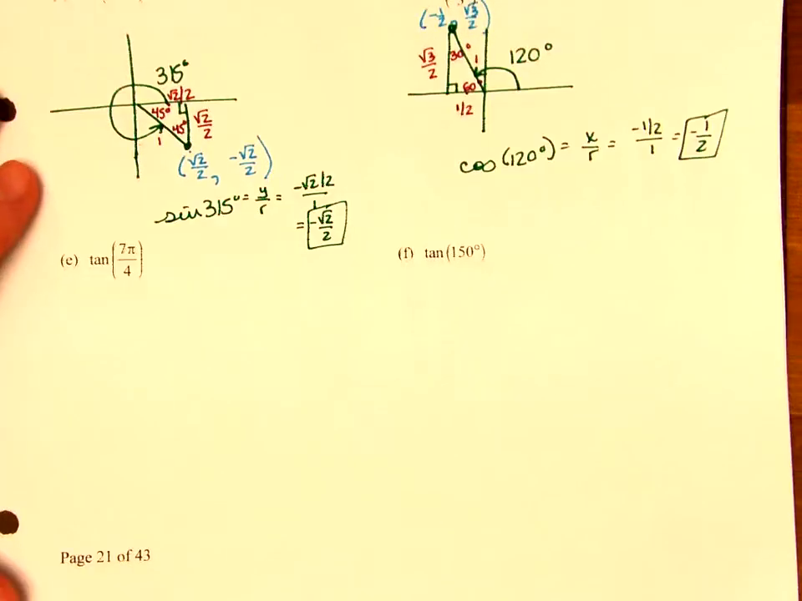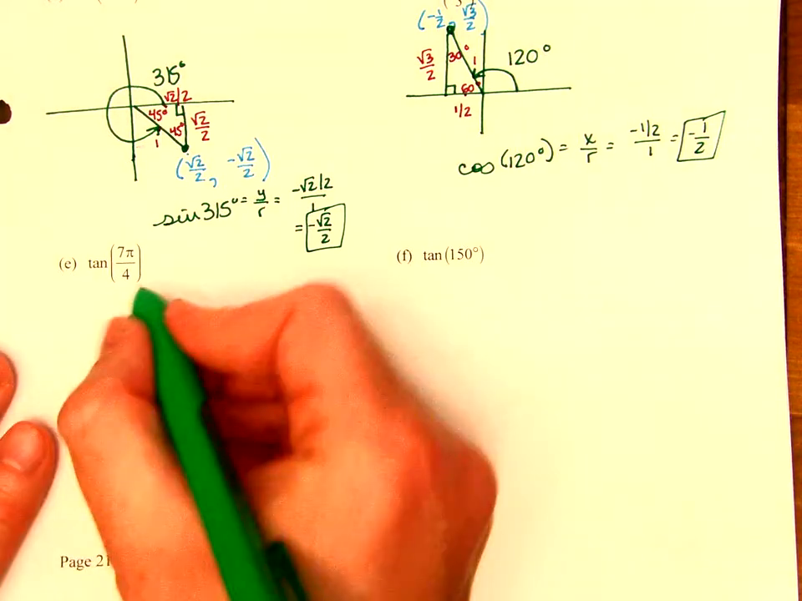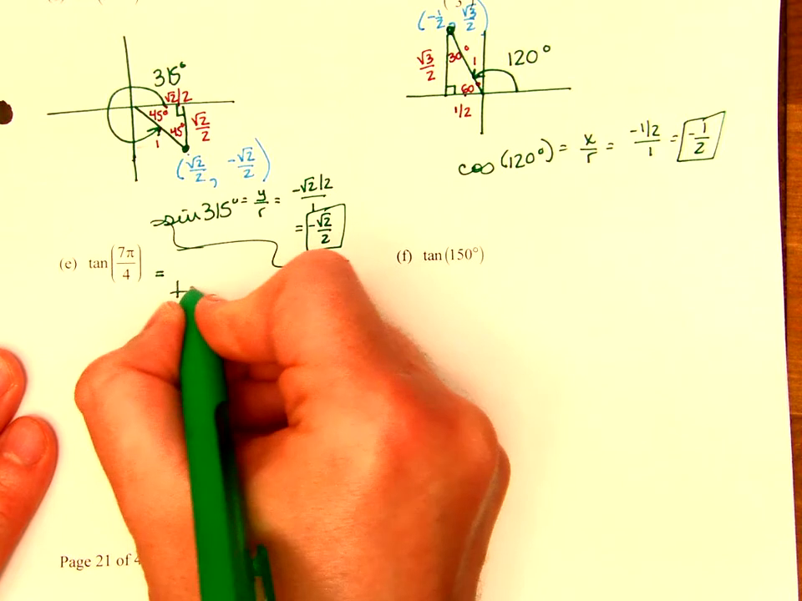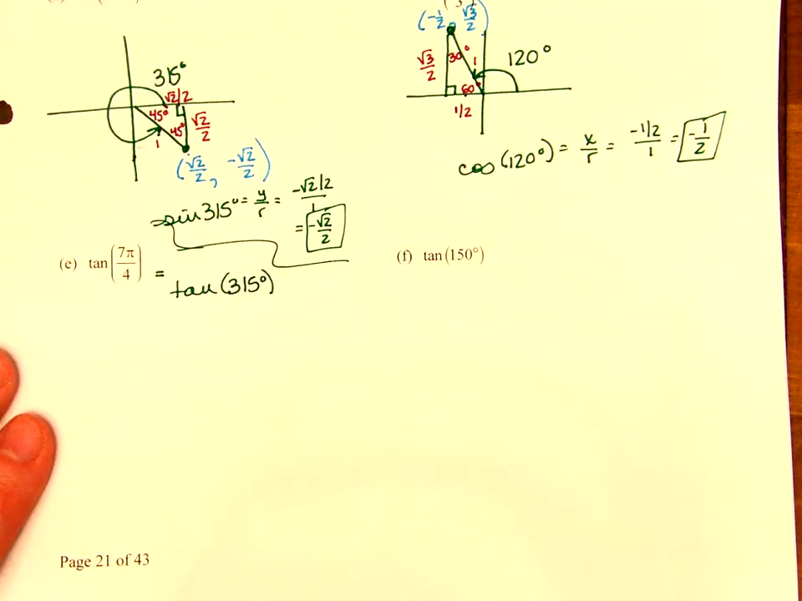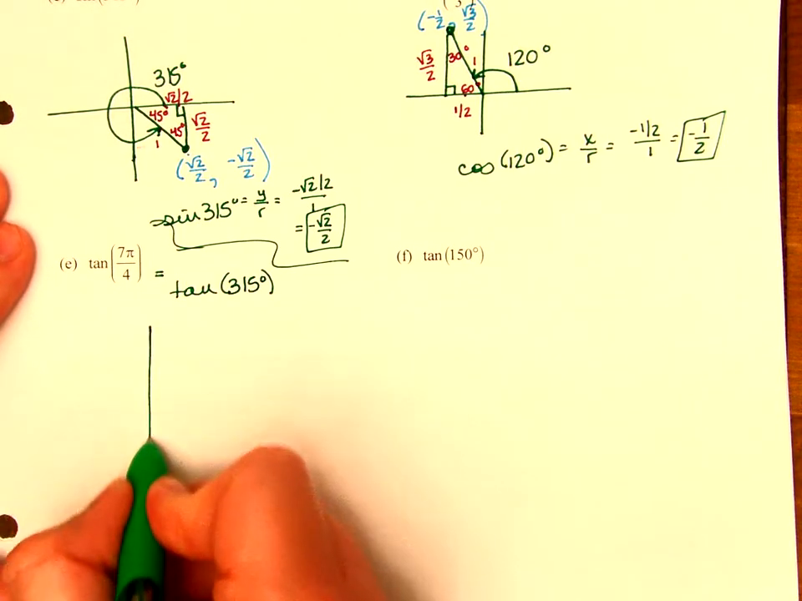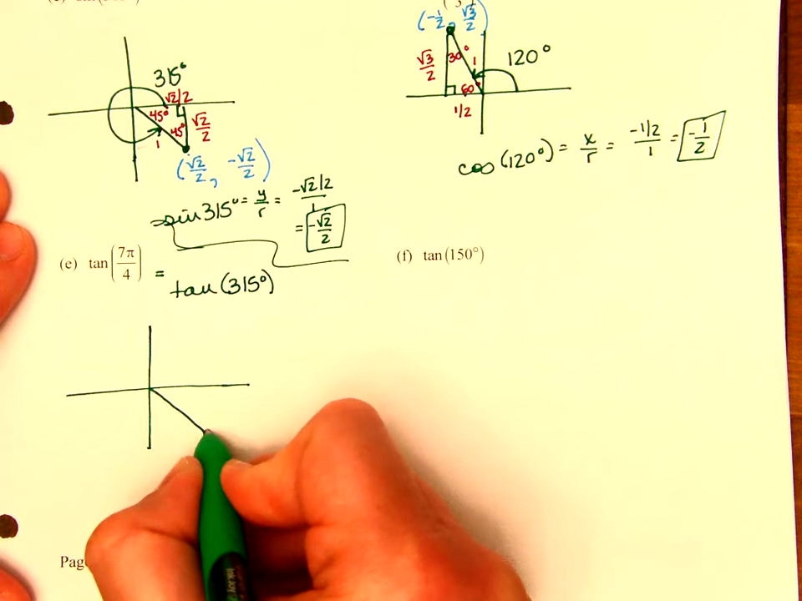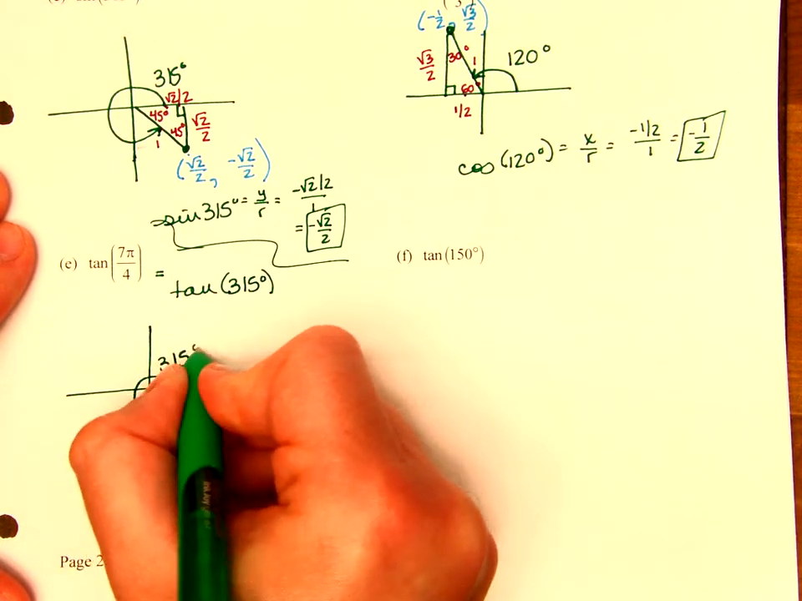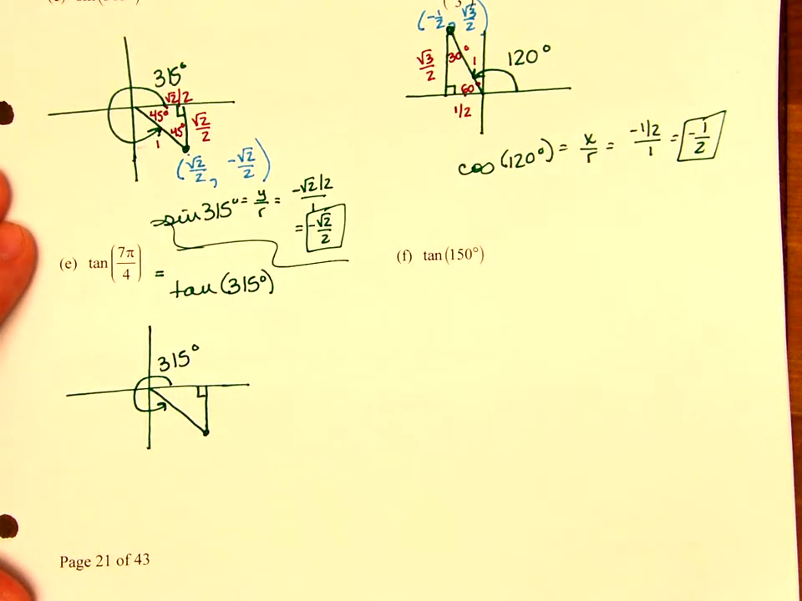Next. Haven't done any tangents yet, since they're going to be just a tiny bit different in our calculation, but the basic idea is going to be the same thing. Tangent of 7 pi over 4, I would rather think in degrees, so that's the same as saying the tangent of 315 degrees. So I'm going to draw this one out. 315 degrees will put me over there in quadrant 4. Make my right triangle and fill that in.